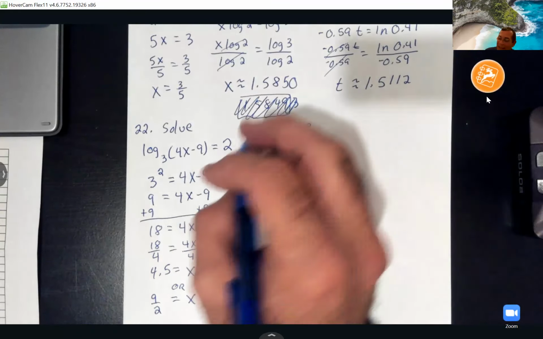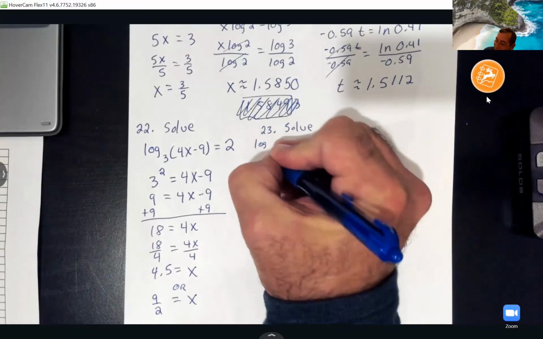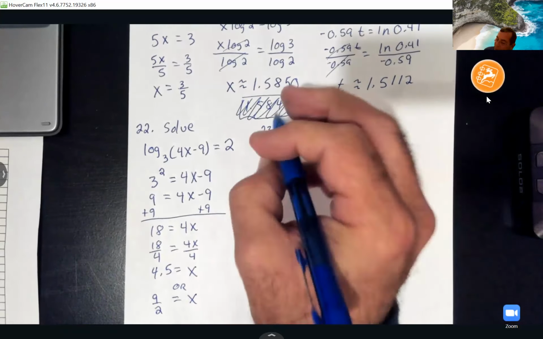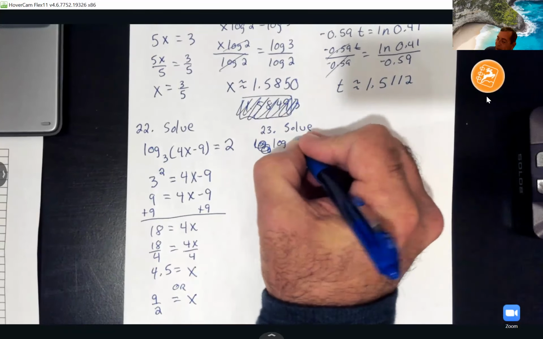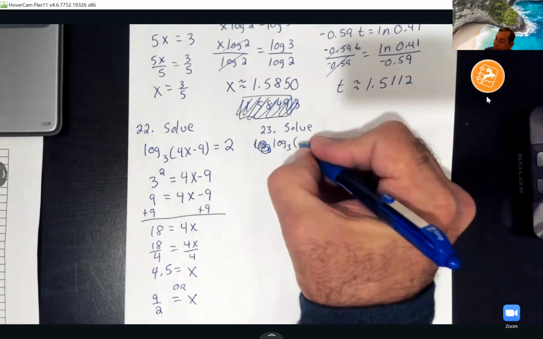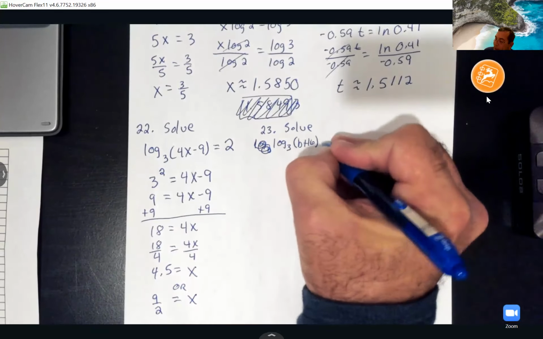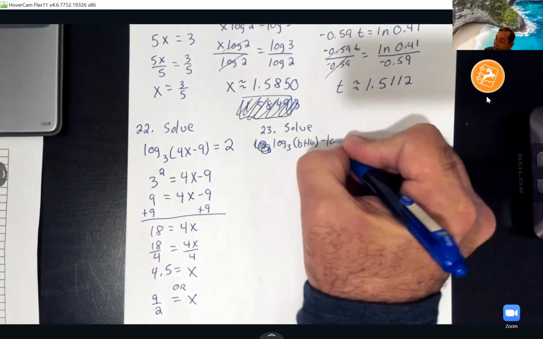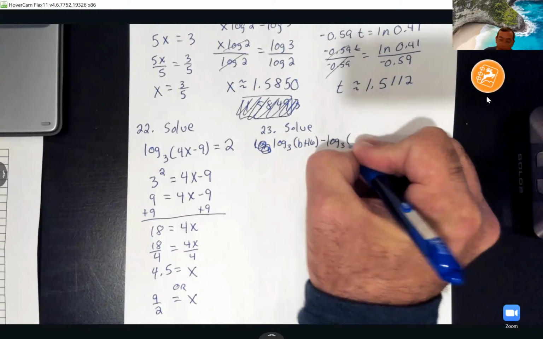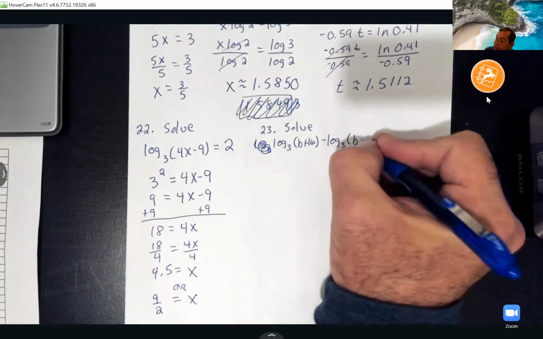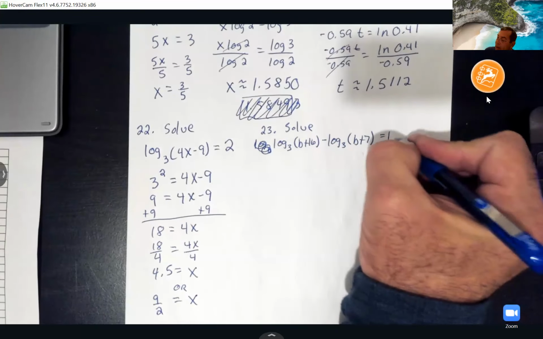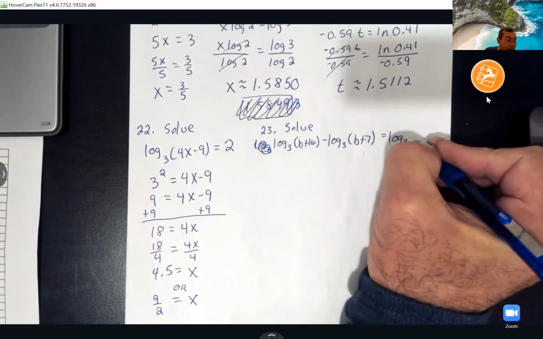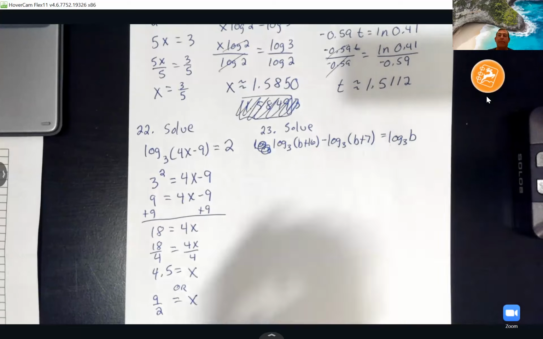All right, solve again on 23. I got a log base 3 of b plus 16 minus a log base 3 of b plus 7. That's going to equal a log base 3 of ab.